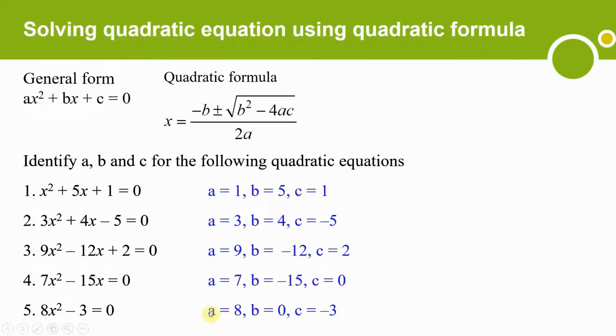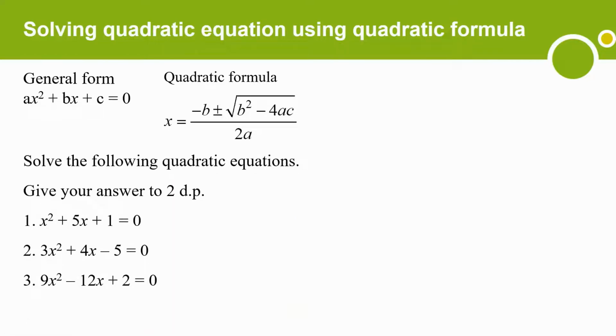So let's try and solve some of these equations. Questions 4 and 5, they can actually be solved without using the quadratic formula, which we have done previously. So we are going to try questions 1, 2, 3. Alright, now let's solve these three equations. You just need to substitute the values of a, b, and c into the formula. And be reminded there will be two answers, plus and minus. And you need to round your answers to a given decimal place. So please pause the video for a while and do the questions.